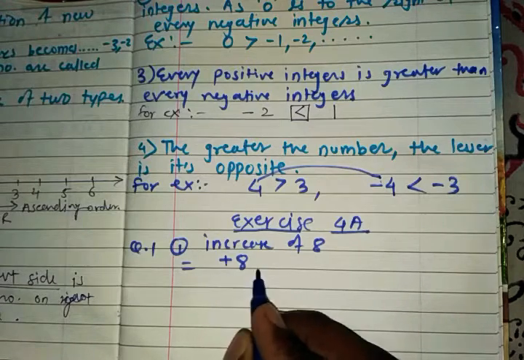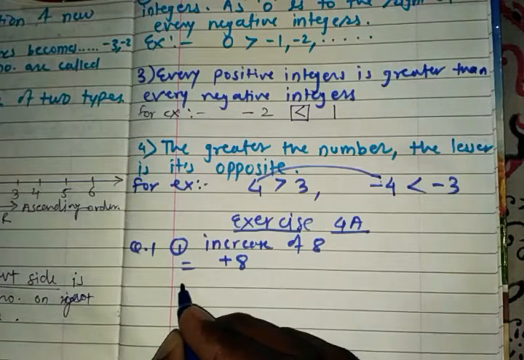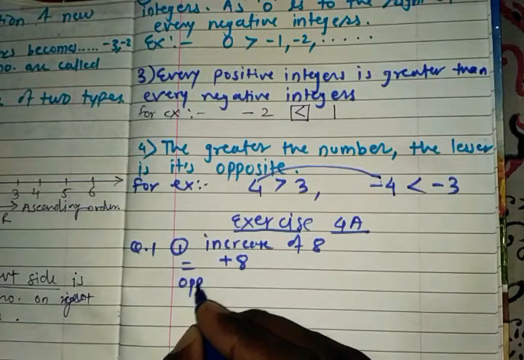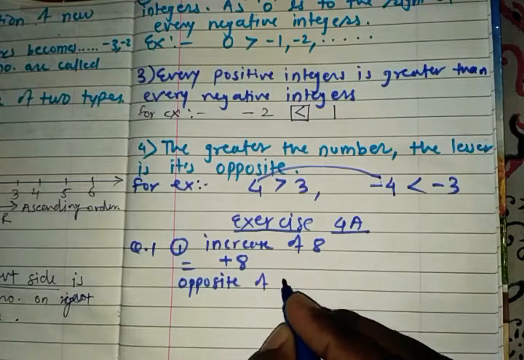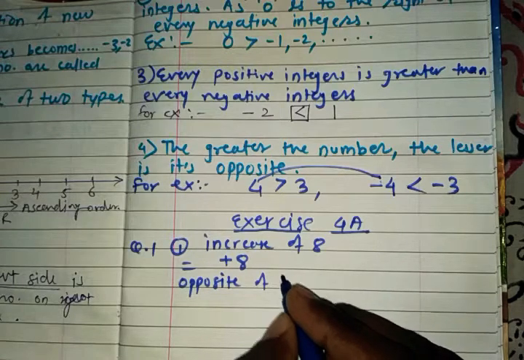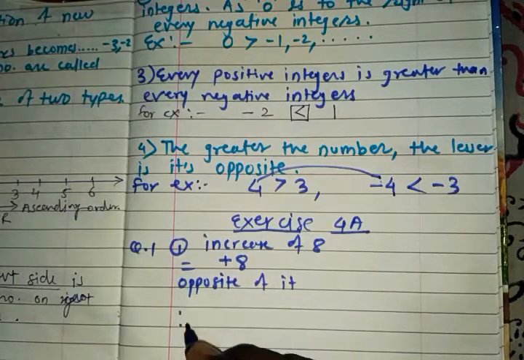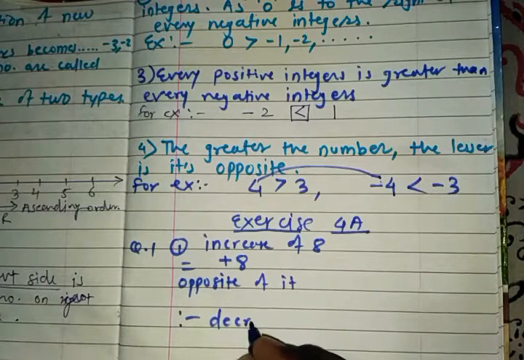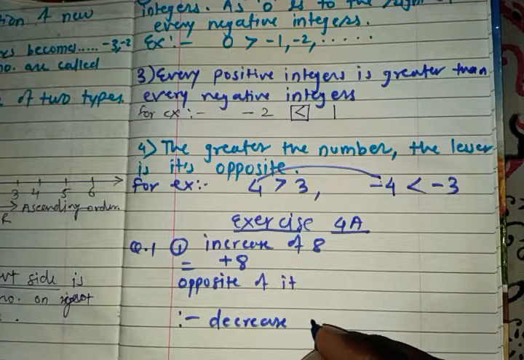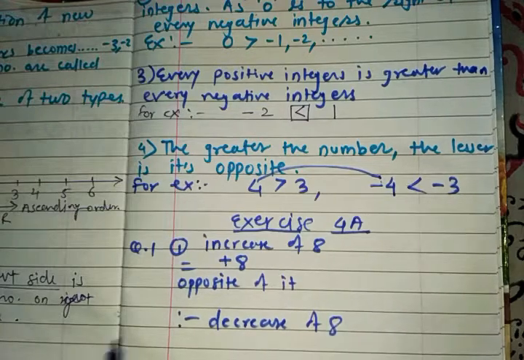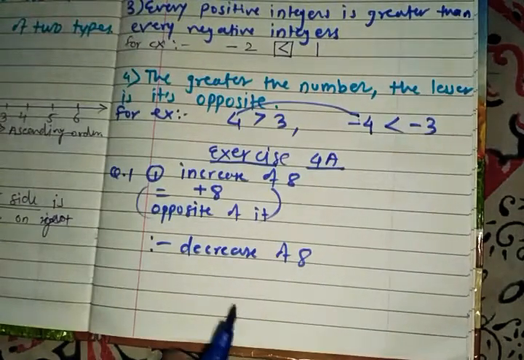Now we have to write the negative of it. Why? Because we have to write the opposite of it. So instead of increase, we can write decrease. We have to use words, not a sign. Decrease of 8, right? So this is the explanation. The real answer is the decrease of 8.